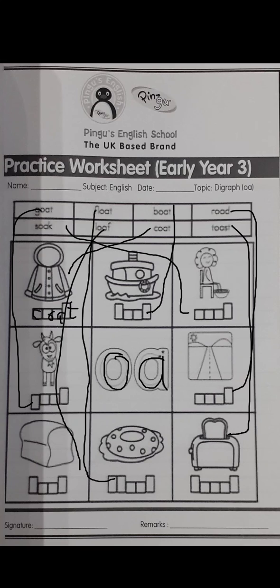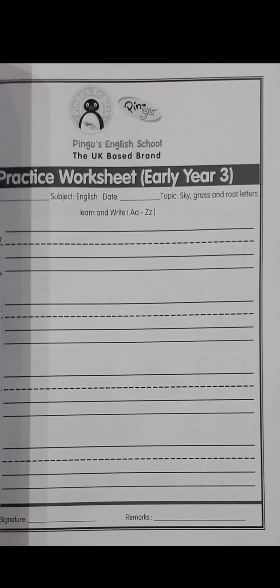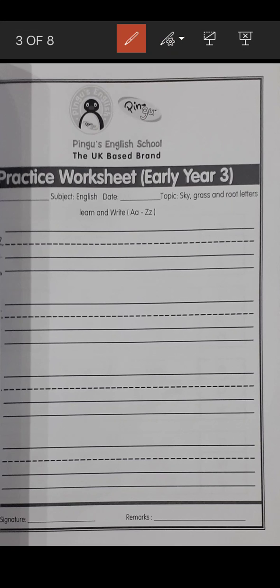Alright, so now let's move towards the next worksheet, which is of sky, grass and root letters. Students, what we have to do in this worksheet, as we all know, all the capital letters are sky letters because they touch the top three lines. So you have to write capital letters with blue color, and for the letters which are grass, root and sky, you have to use their respective colors like green, blue and brown.